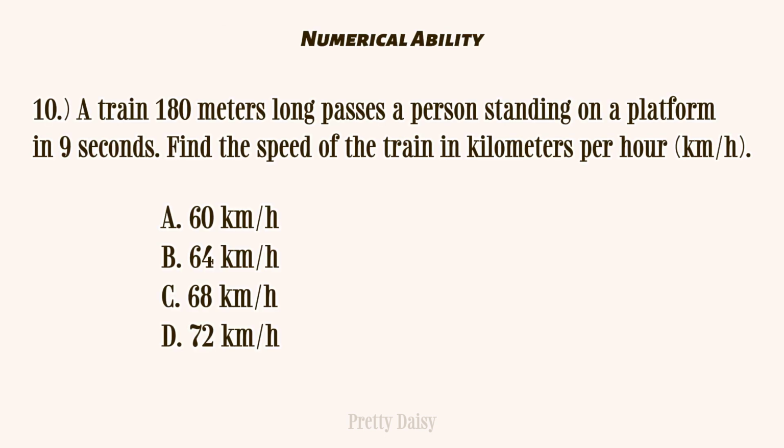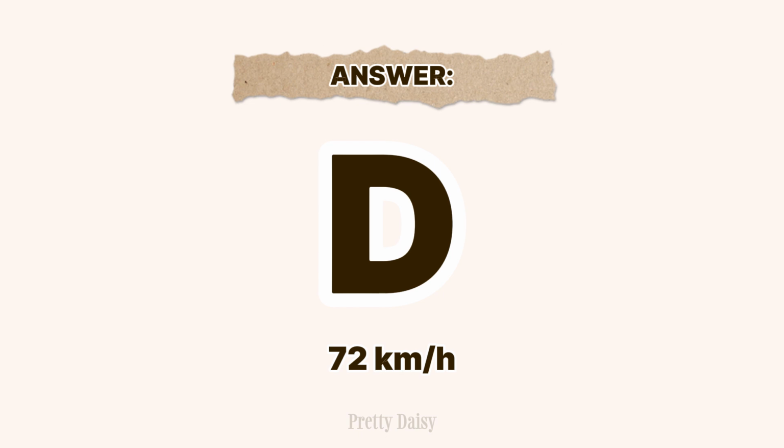10. A train 180 meters long passes a person standing on a platform in 9 seconds. Find the speed of the train in kilometers per hour. A. 60 kilometers per hour. B. 64 kilometers per hour. C. 68 kilometers per hour. D. 72 kilometers per hour. Answer. D. 72 kilometers per hour.